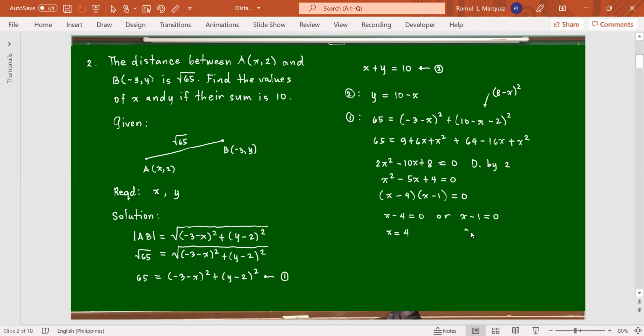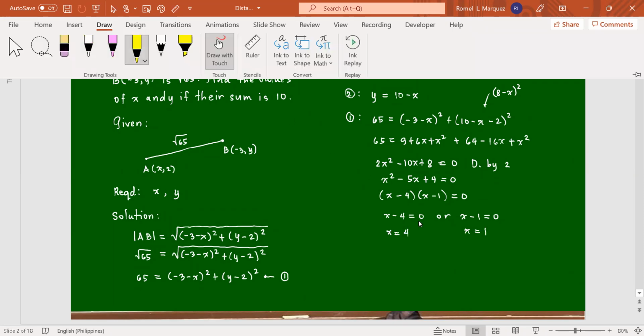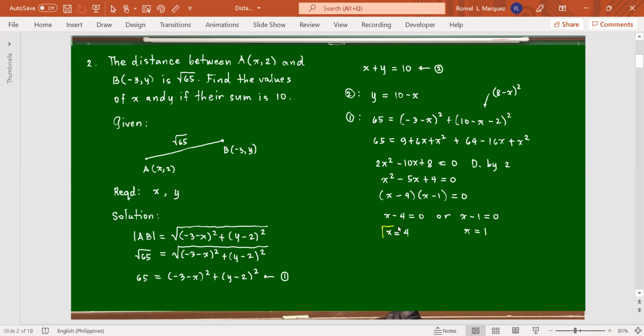So x minus 1 equal to 0. That is x equals 1. These are the values of x. Okay, guys? X equals 4 or x equals 1.